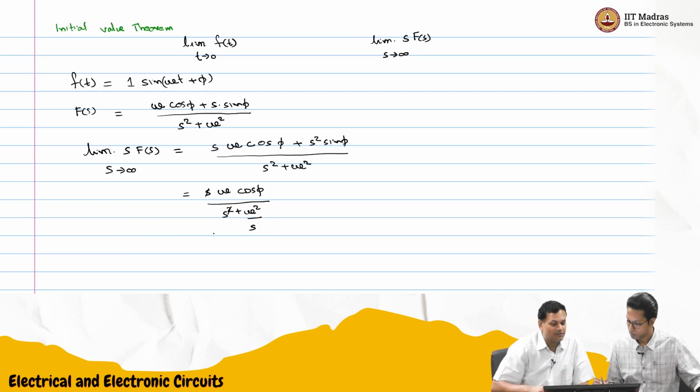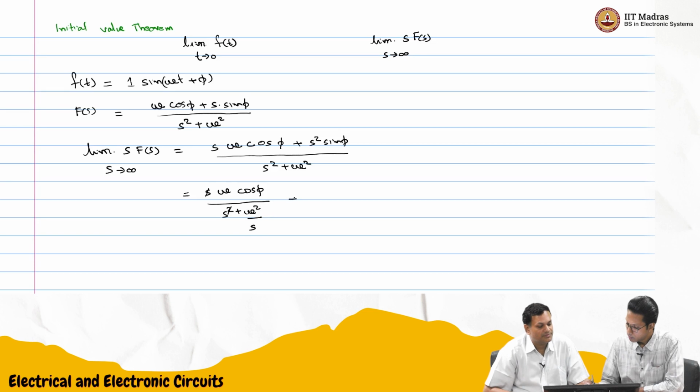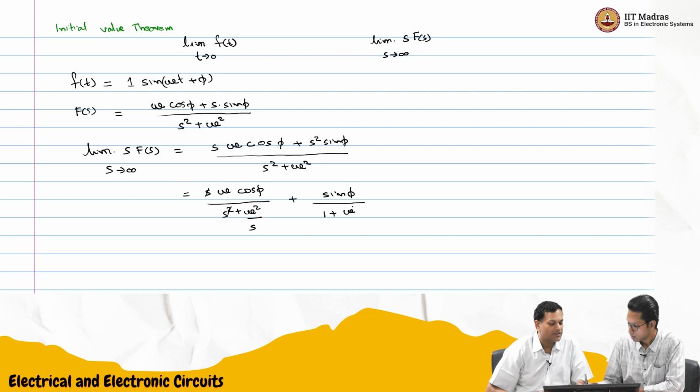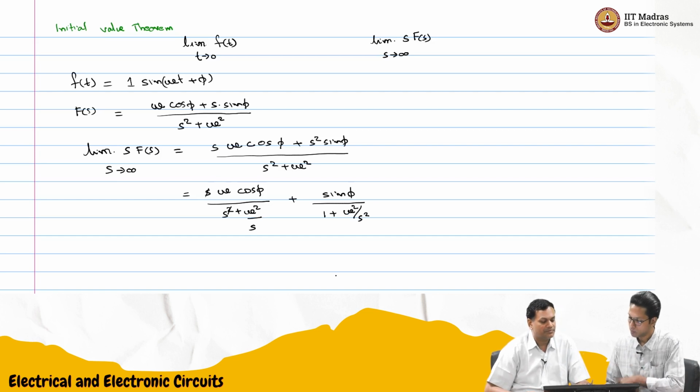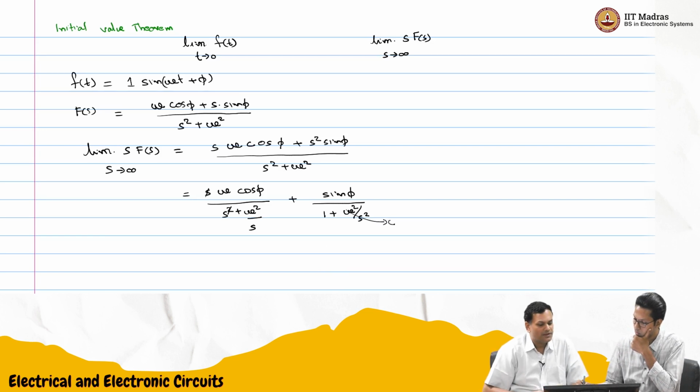But this, let's maybe draw the next part. We'll add the next part and see. So S squared sine omega sin phi by S squared plus omega squared. I'll bring this S squared, so that is 1 plus omega squared by S squared. And now omega squared by S squared goes to 0. So it is just sin phi. So this is 0 and this is sin phi.